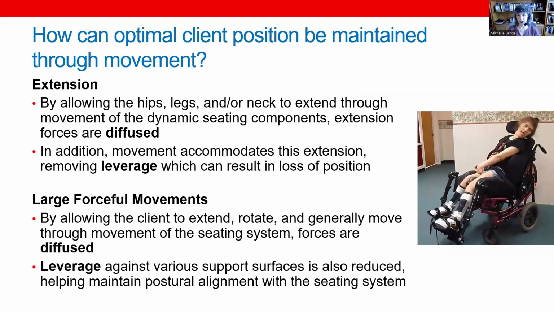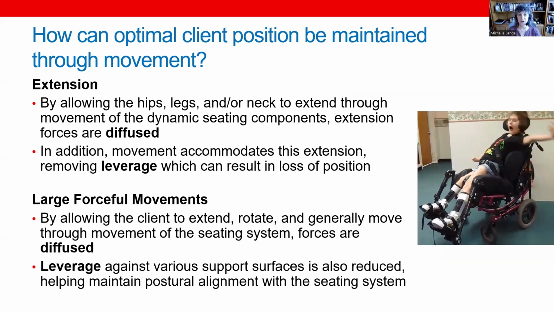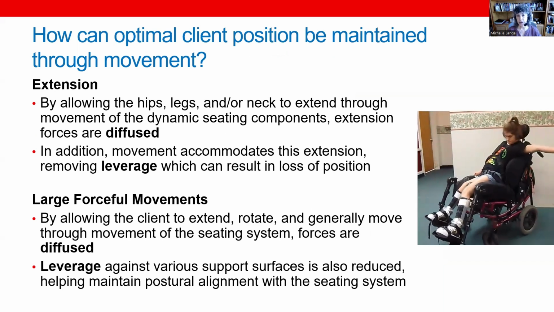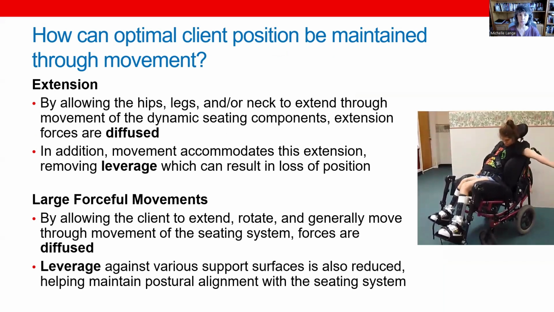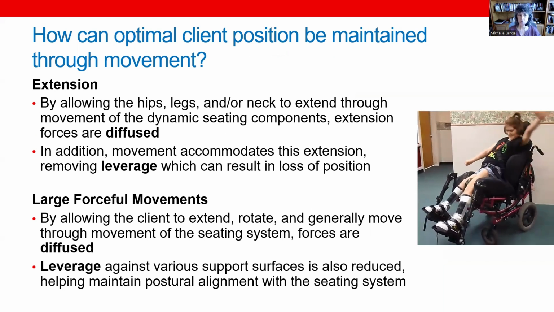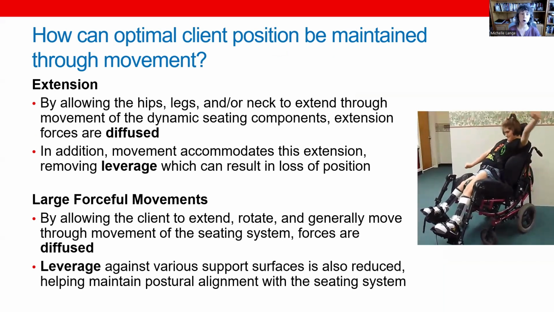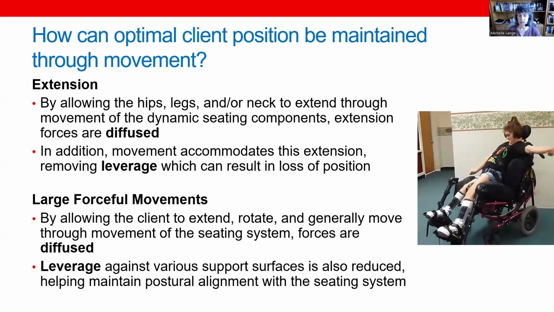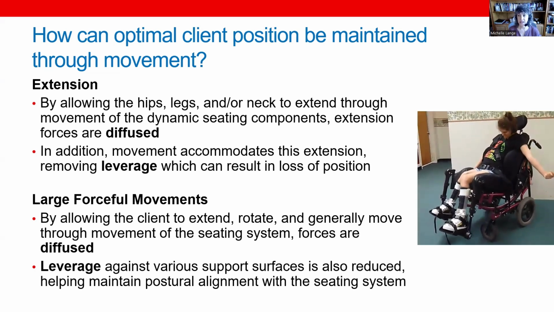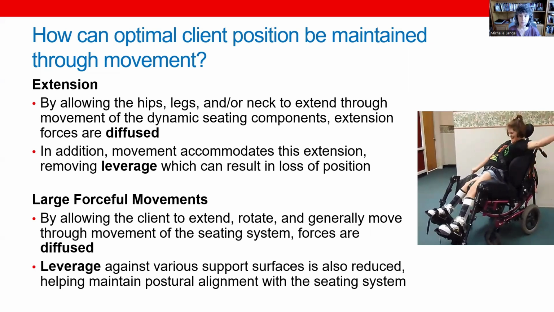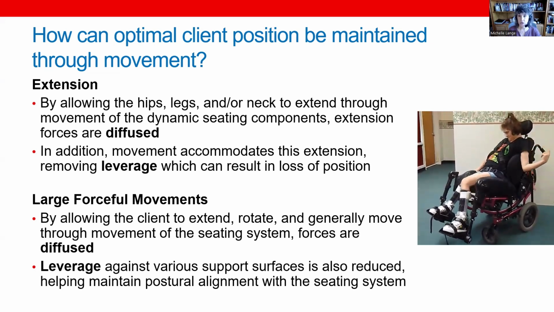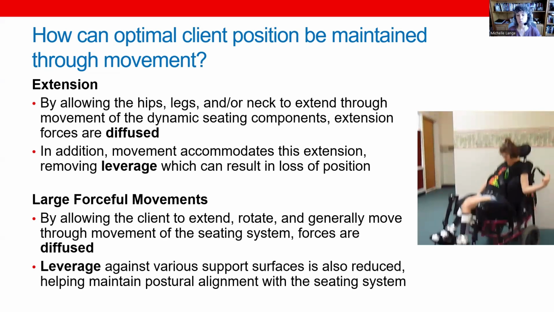So, how can we possibly maintain someone's posture by actually allowing them to move? Well, by allowing the hips, legs, or neck to extend through movement of the dynamic seating components, extension forces are diffused, and we are removing leverage. If a client has large and forceful movements, by allowing the client to extend, rotate, move through movement of the seating system, again, those forces are diffused and leverage is removed.